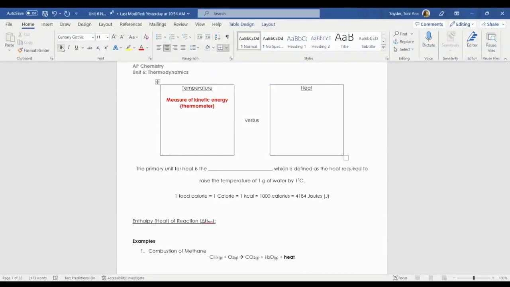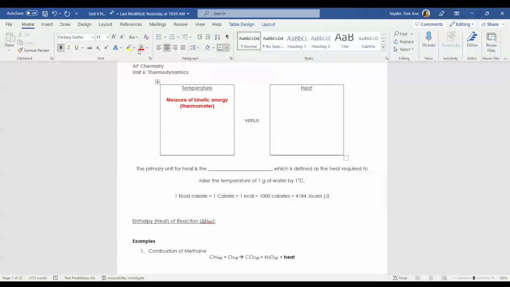Although we're using temperature in this unit, we're more so taking a look at heat. So heat is a little bit different. We can't transfer temperature from one object to another. What we transfer, however, is heat. So heat is the form of energy that's transferred. So temperature is a measure of the kinetic energy, whereas heat is the form of energy.